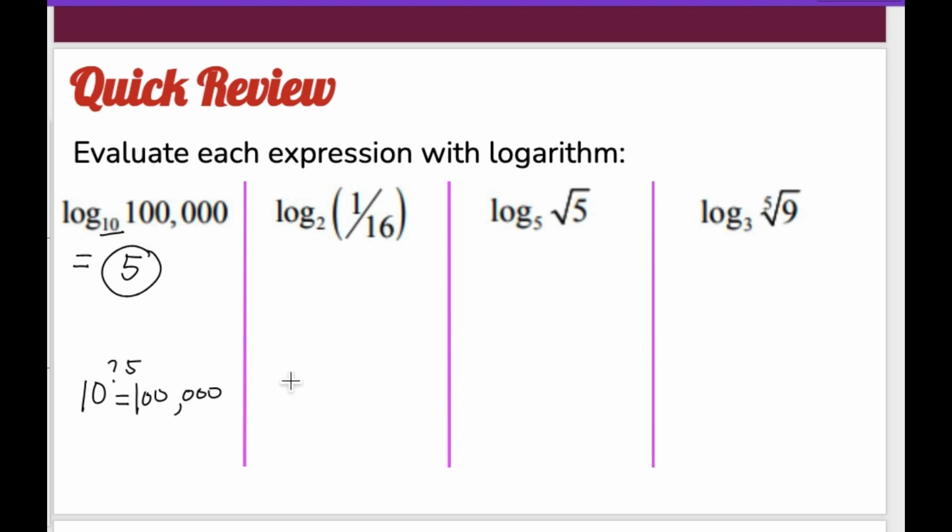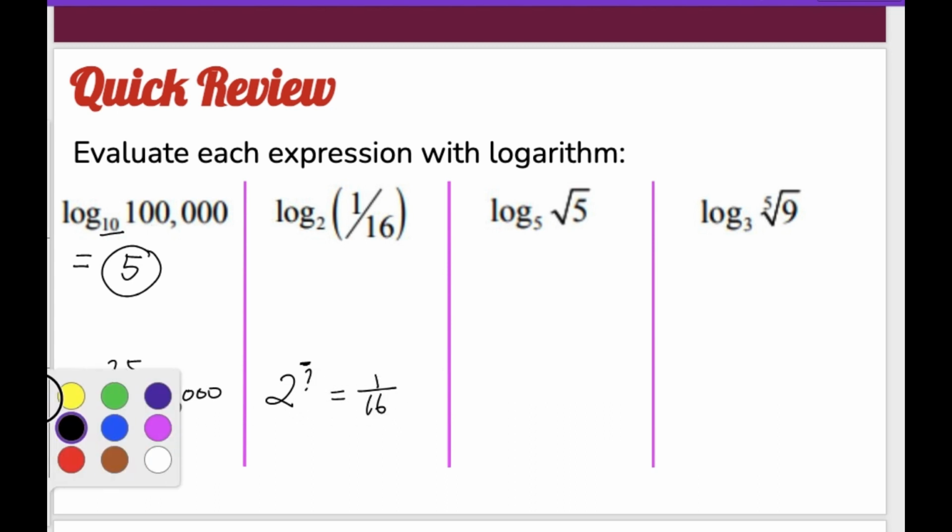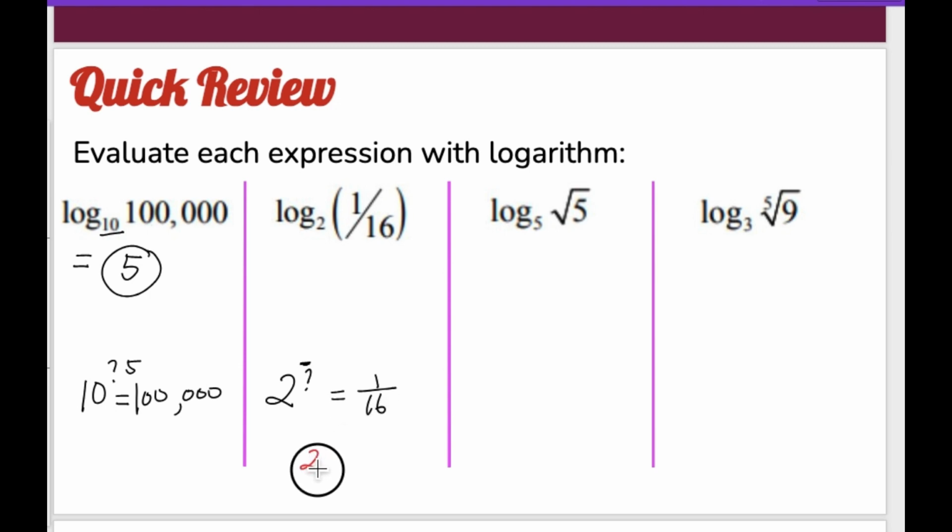Next one. 2 to what power is 1 over 16? As we mentioned in the past, whenever we see 1 over something, according to the definition of exponent, that means we are dealing with a negative exponent. So 2 to negative what power is 1 over 16? Now we just focus on the bottom part. 2 to the fourth power is 16. This is what we know, right? So that means this one is going to be negative 4. So the answer is negative 4.